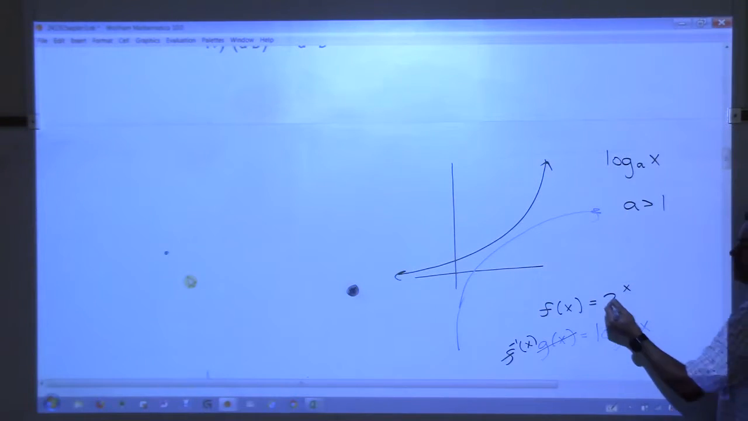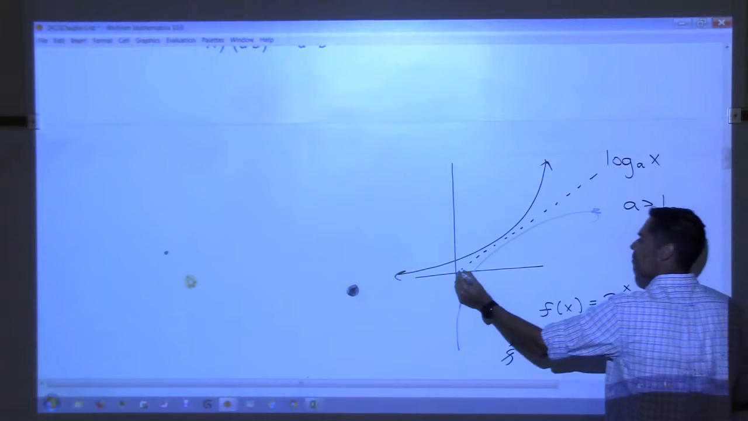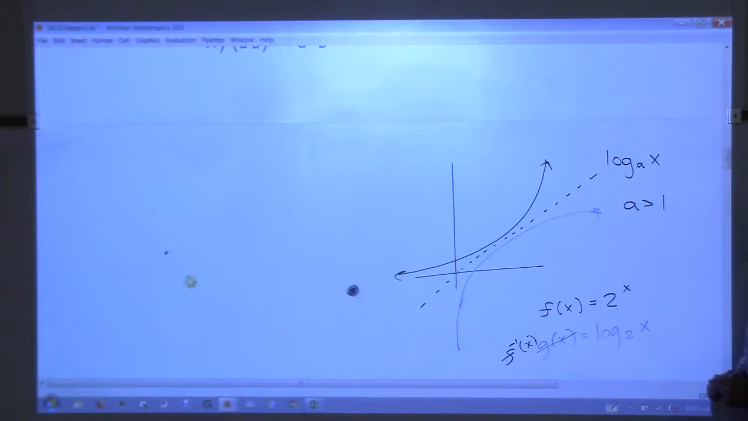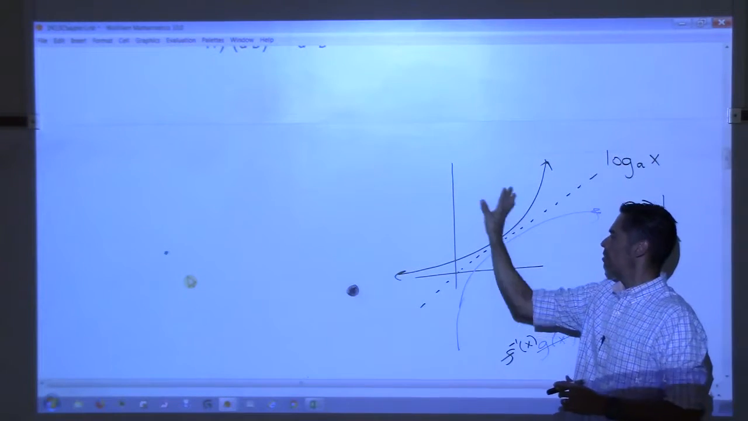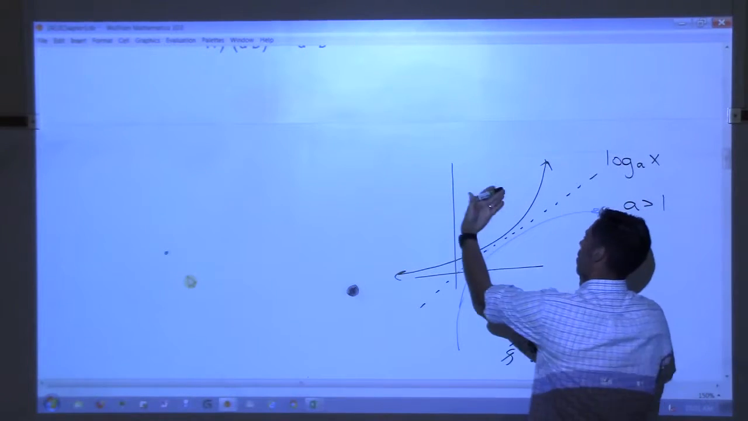And the way you could tell if you graph them is if you draw that diagonal line, we call that the identity function, then these are mirror images of one another when you graph them. They're reflections over that identity.